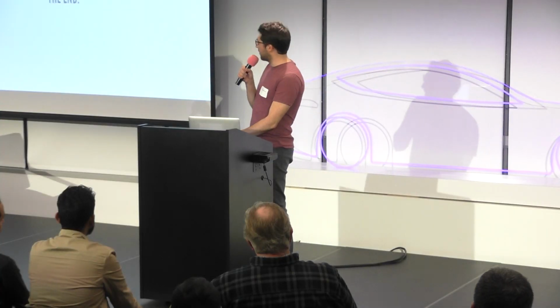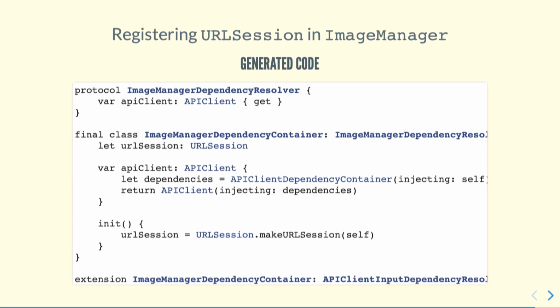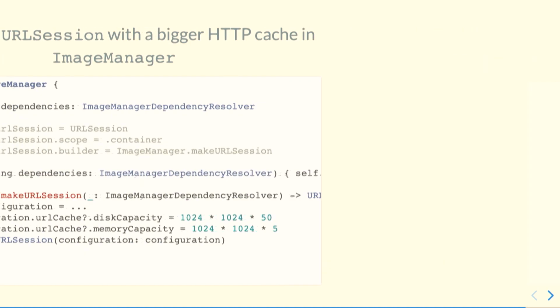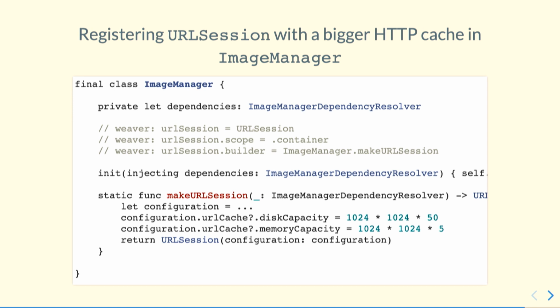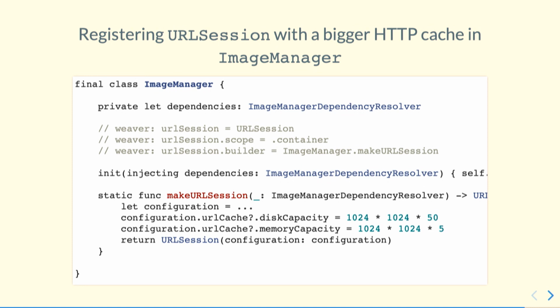So yeah, I haven't really talked about that. If you look here, for example, we were talking about the image manager. If you want to test the image manager, you would just have to create a mock or stub implementation of the image manager dependency resolver, which would force you to provide a stub implementation of the URL session as well. Then you would be able to unit test your image manager by injecting a stub implementation of your URL session. And since this standard is followed for every type using dependency injection with Weaver, pretty much everything is testable out of the box.